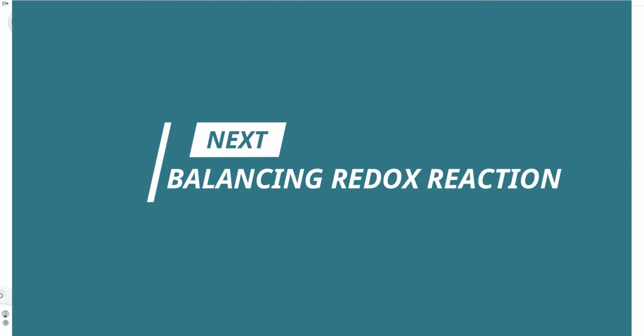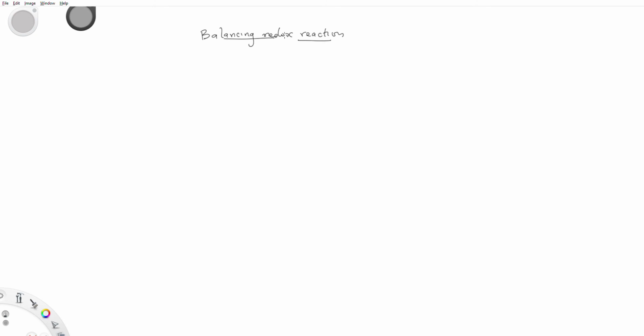Balancing redox reaction. To balance a redox reaction is actually easy. It's more like balancing a normal reaction, but you have to take a little bit of things into consideration. Firstly, you balance redox reactions in 2 different mediums. You balance in an acidic medium, or you balance in a basic medium. Balancing in an acidic medium will be slightly different from balancing in a basic medium.